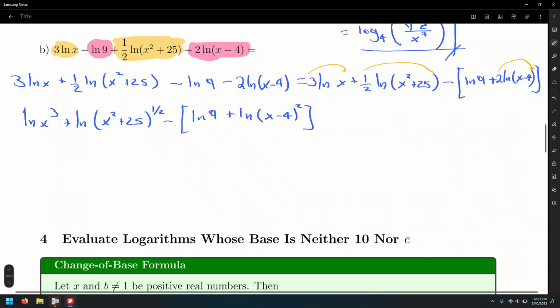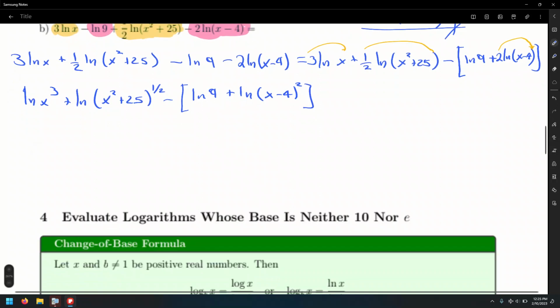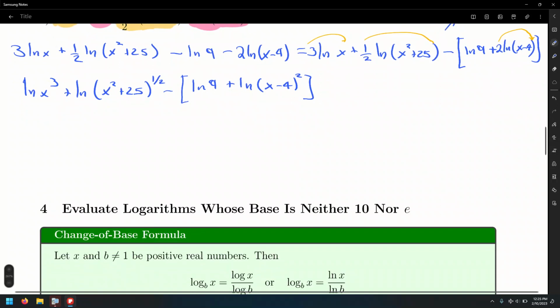And as soon as we see each individual logarithmic term, it looks like we can already use the other properties, the product rule, backwards, because we have an addition, use it backwards. I think that's something we should do now. Addition means one single log of a product between these two. That's ln of x cubed times x squared plus 25 to the 1/2.